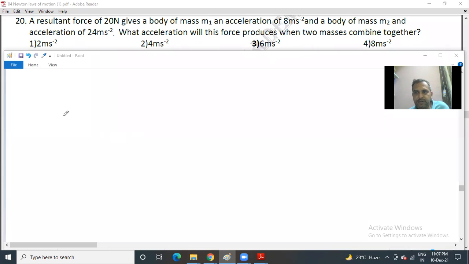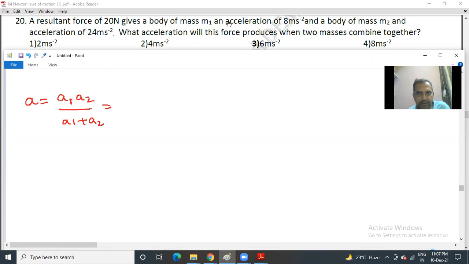In the previous video, we discussed that for m1, 20 newtons applied produces an acceleration of 8 meter per second square. The same 20 newtons applied on the other body of mass m2 gives an acceleration of 24. If the two bodies are combined, the common acceleration will be a1 a2 by a1 plus a2.